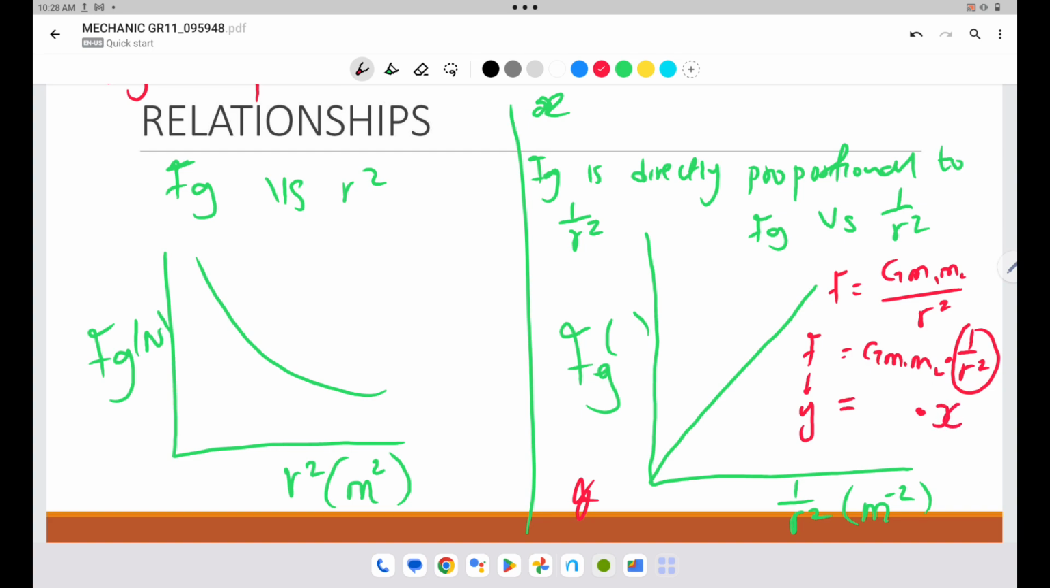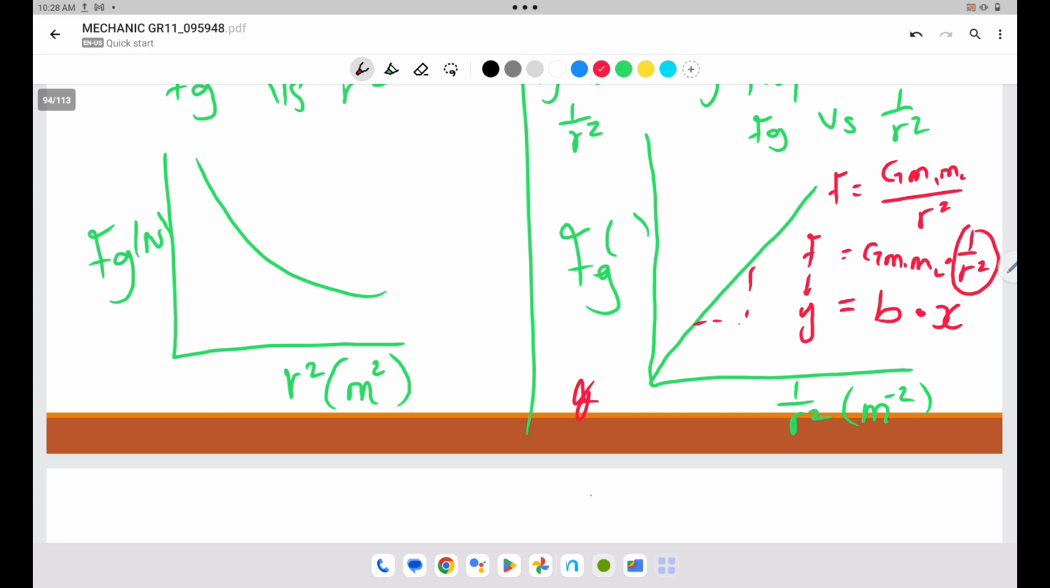And whatever remains must be a constant. I'm going to replace it with a constant, and I'm going to call it b. b represents G multiplied by m1 multiplied by m2. So that is b. What kind of function is this? A linear function. What does the gradient of this linear function represent? It's b. So the gradient of this graph is b. What does b represent? b represents G multiplied by m1 multiplied by m2.